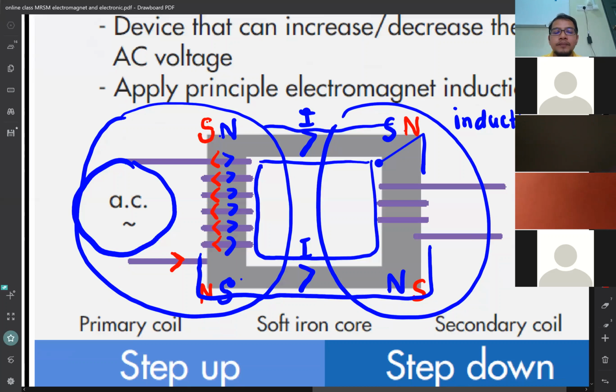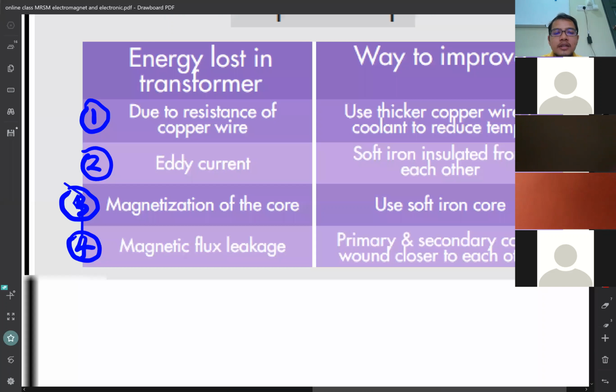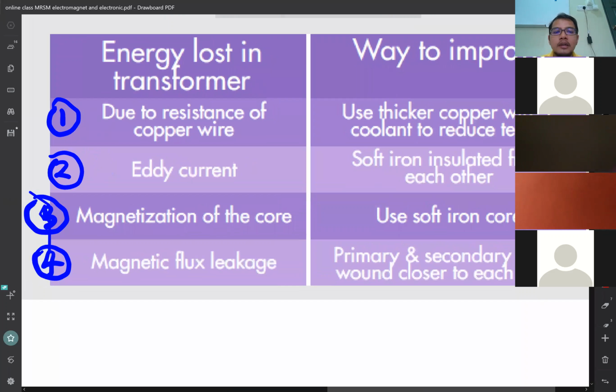Okay. The third one is magnetization of core. As I told you earlier, when alternating current flows, the core will become a magnet. So when the core becomes a magnet, there's also energy loss due to that, because it magnetizes and demagnetizes, magnetizes and demagnetizes. So to improve this is by using a soft iron core. The fourth and last one is magnetic flux leakage.